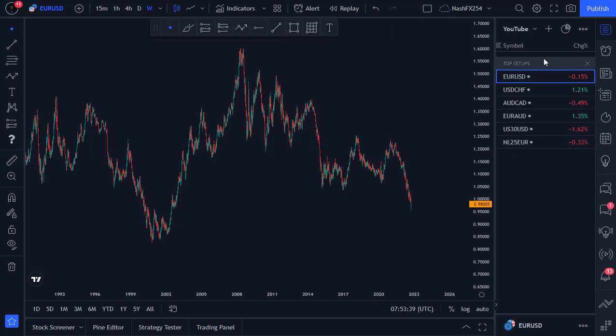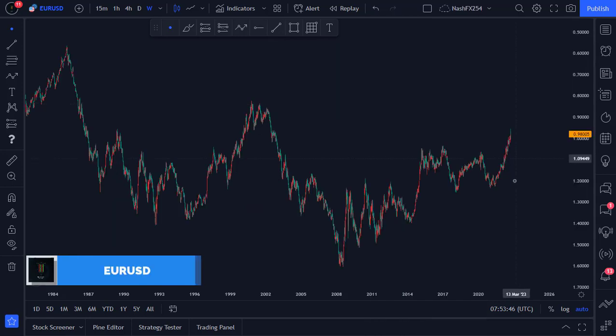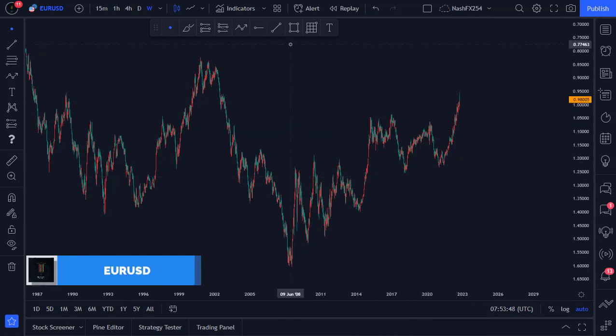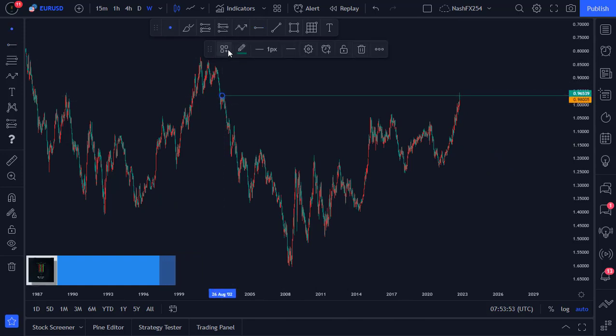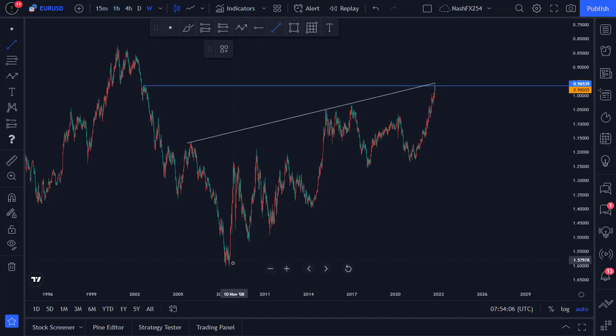Okay, so let's start with EUR/USD on a daily chart. This one is a downtrend, so you can just invert this one. We have this area that the price is currently tapping, and you can get this pattern over here. This one looks good. Let's see. Nice. The pattern is complete.